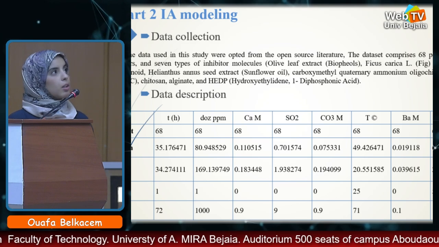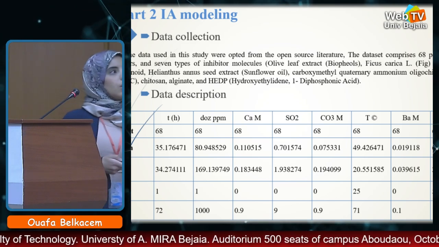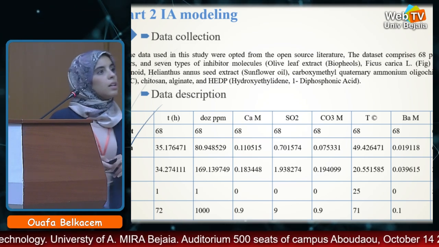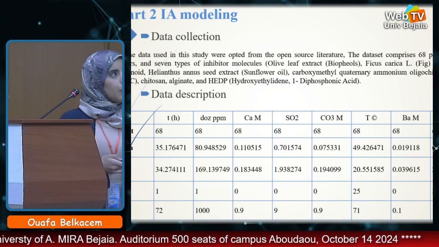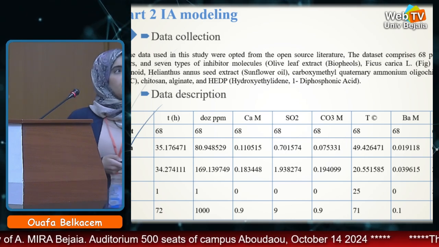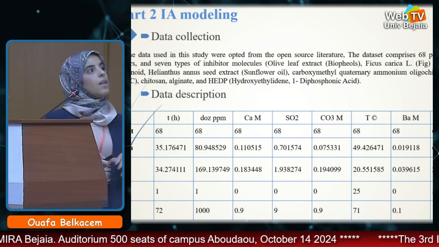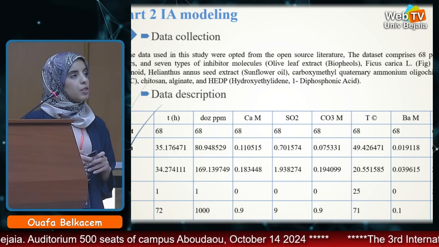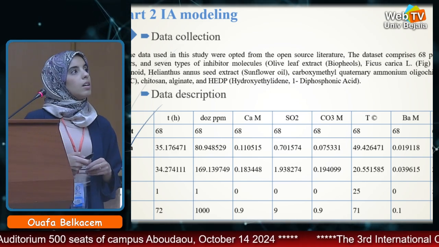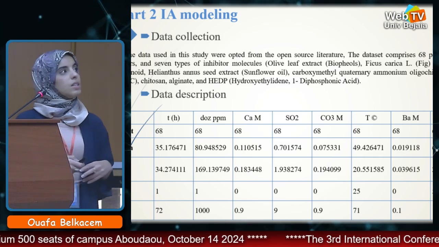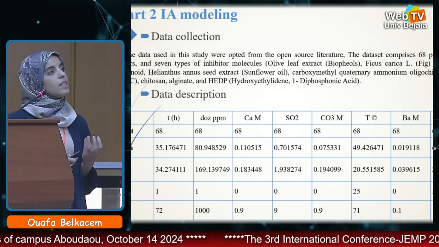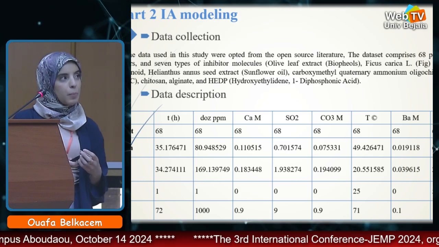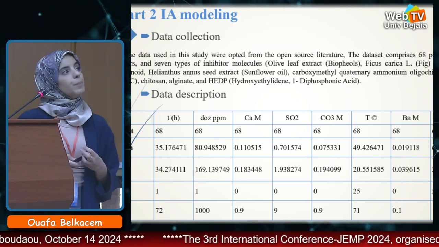Part 2, the AI modeling. We have data collection. We have 68 data points collected from open-source literature with 7 types of inhibitors, which are polymers such as chitosan, alginate, and so on. The table represents the data description.